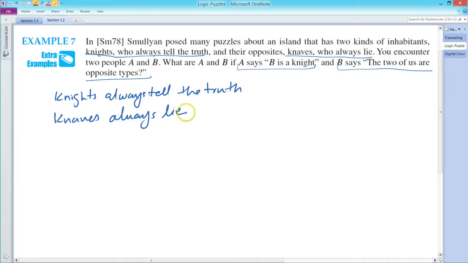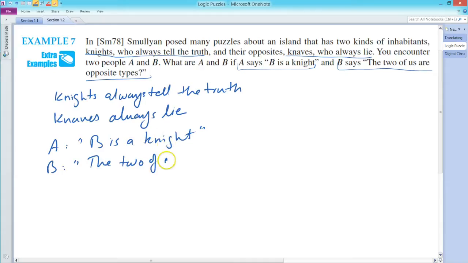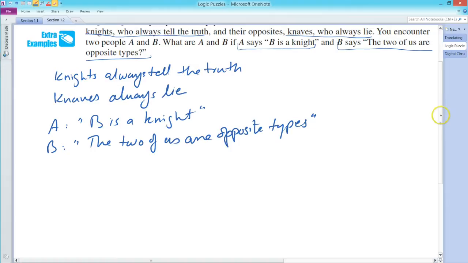So based on the question, we encounter two people. Person A, let me write that down. Person A says that B is a knight. And person B says that the two of us are opposite types. So let's see how we can approach this and find out who is A and who is B.